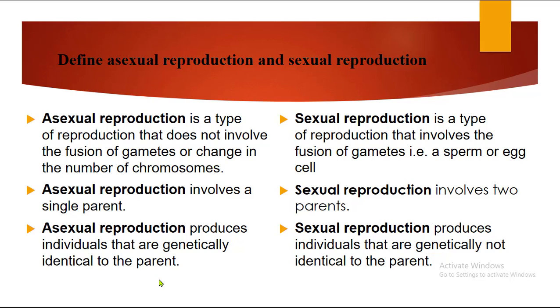Asexual reproduction involves a single parent. However, sexual reproduction involves two parents. Asexual reproduction produces individuals that are genetically identical to the parent. However, sexual reproduction produces individuals that are genetically not identical to the parent. They are genetically different.